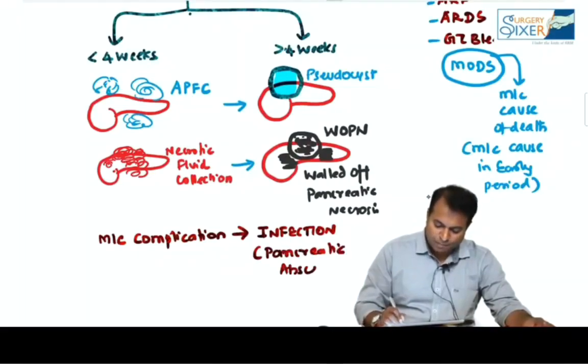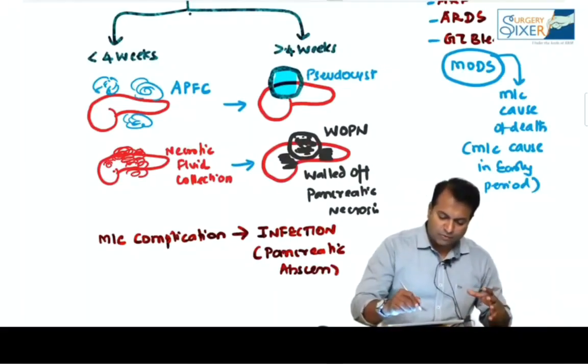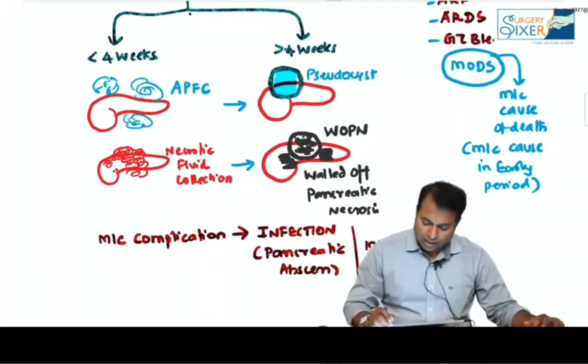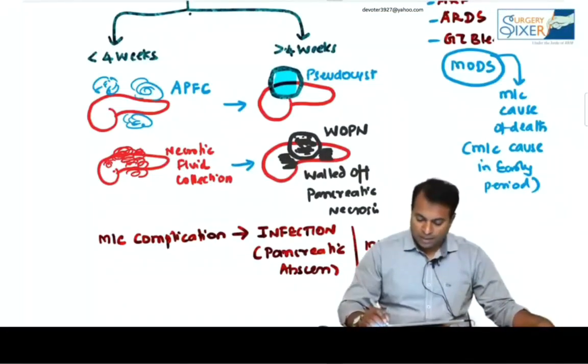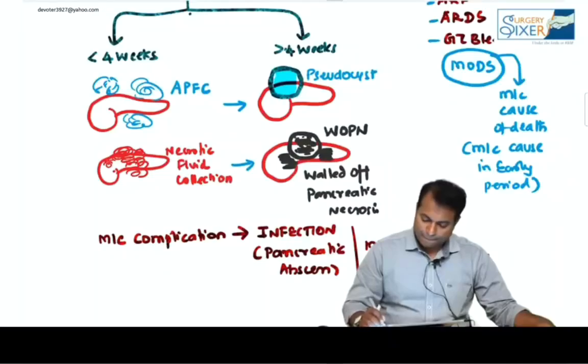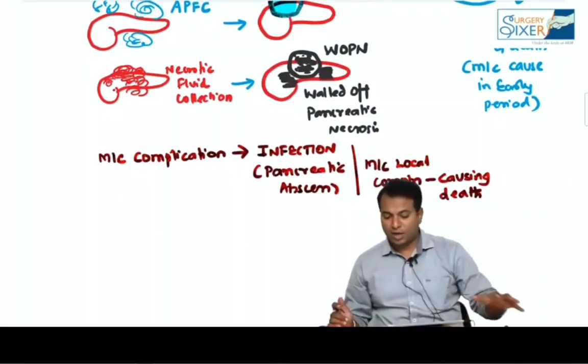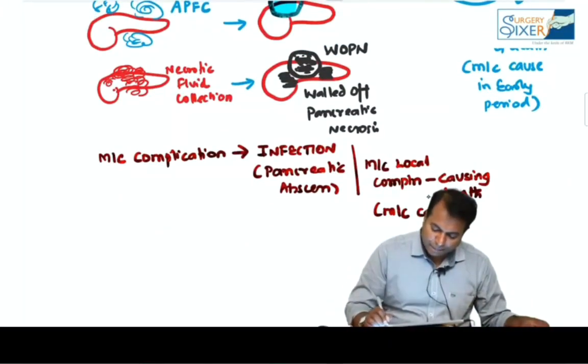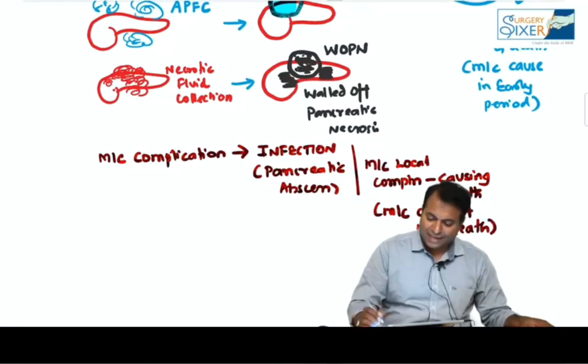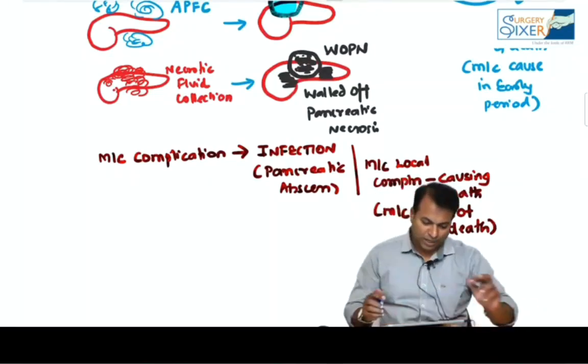Please remember, pancreatic abscess is the most common cause of death due to local complication. Most common local complication causing death is this infection, and this is the most common cause of late death. Most common cause of late death in acute pancreatitis is due to pancreatic infection or abscess. So please don't forget that.